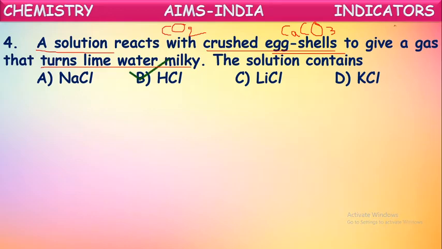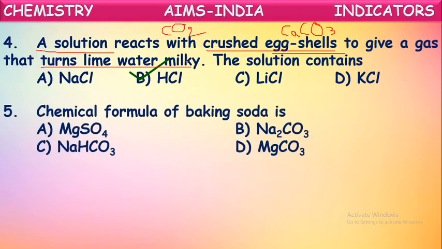So when this eggshell reacts with hydrochloric acid, then it can produce a gas which turns lime water milky. Okay, HCl. Next one. Chemical formula of baking soda. What is it in baking soda? Baking soda is nothing but sodium hydrogen carbonate, or to say simply sodium bicarbonate.